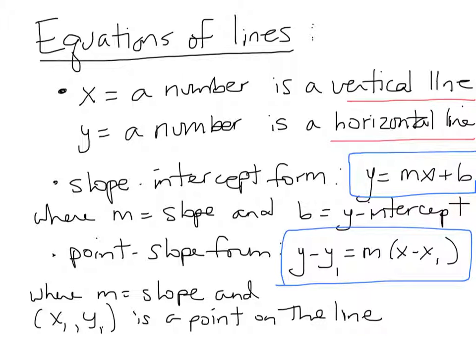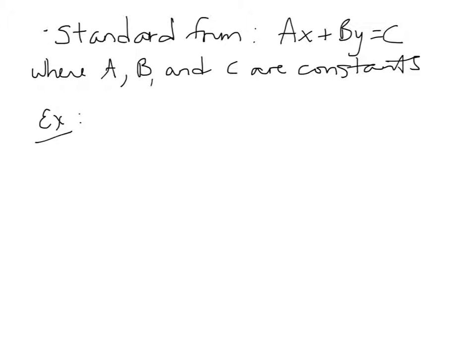If you want the equation of a line in slope-intercept form, we also call that y equals form, y equals mx plus b, where m is the slope and b is the y-intercept, the point where the graph crosses the y-axis. The most common form in calculus is point-slope form. Y minus y1 equals m times a quantity x minus x1, where m is the slope and x1, y1 is a point on the line. Standard form looks like ax plus by equals c, where a, b, and c are constants.